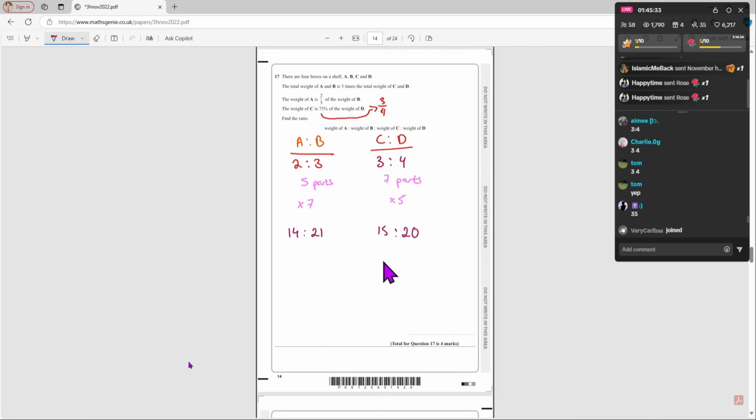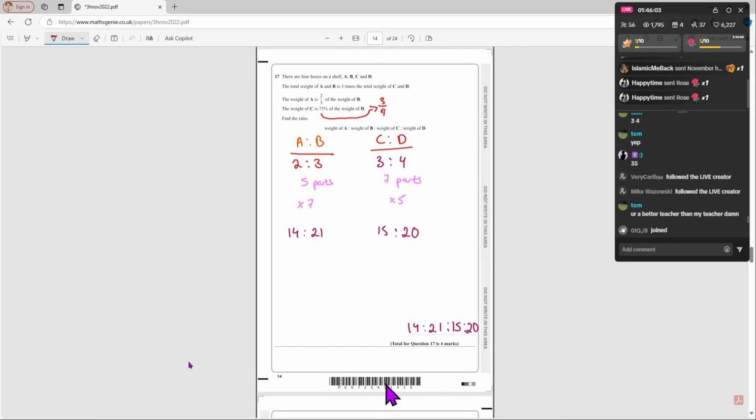And now once we have done that, since they are out of the same thing, we can put them together, basically. And it's going to be 14 to 21 to 15 to 20. And that's just your answer then. Very simple.